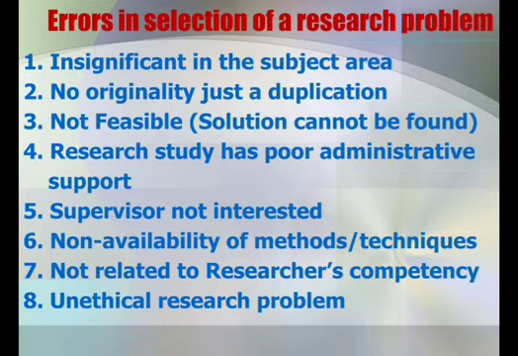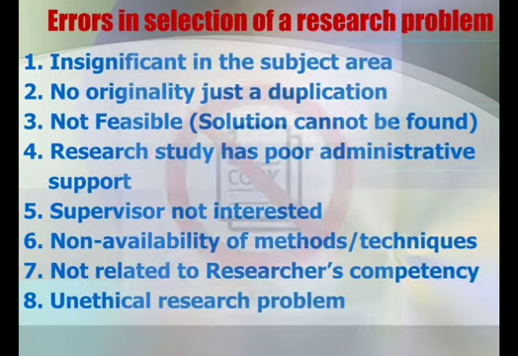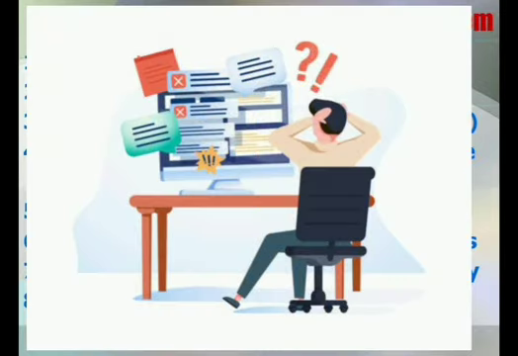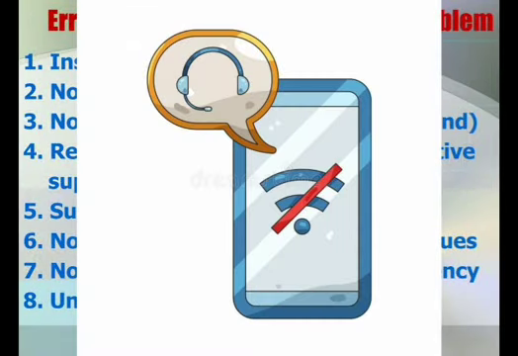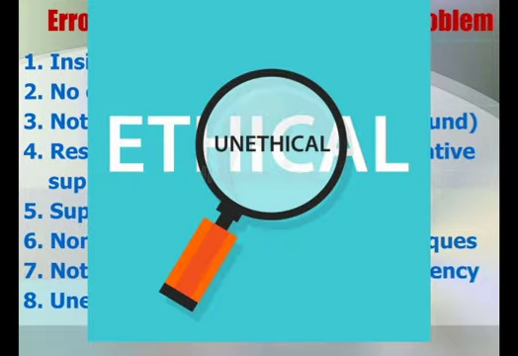This slide explains some common mistakes made while selecting a research problem. A research problem should be significant and original. If the topic is duplicated or lacks innovation, it loses research value. The problem should also be feasible, meaning solutions should be practically possible. Research studies may fail if there is poor administrative support or if the supervisor is not interested in the topic. The availability of proper methods and techniques is also very important. Finally, the research problem should match the researcher's competency and should always follow ethical principles.